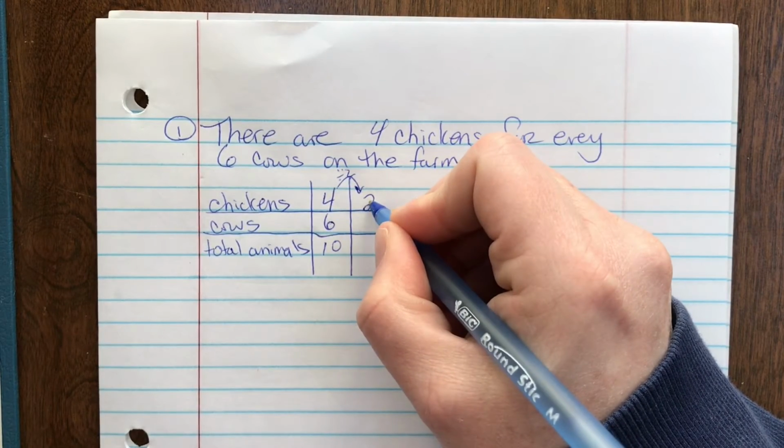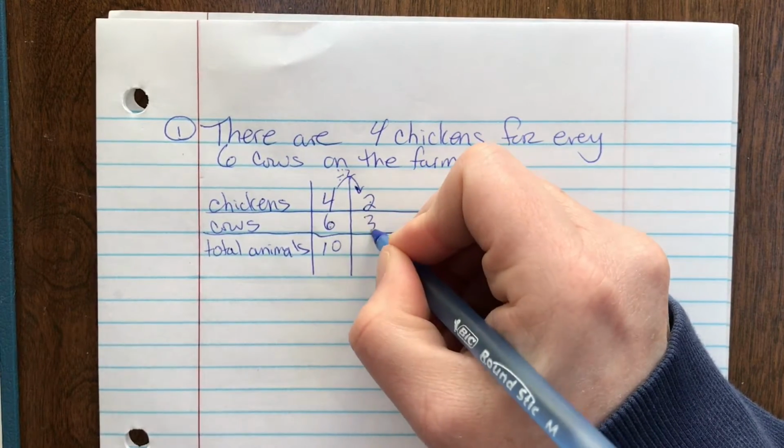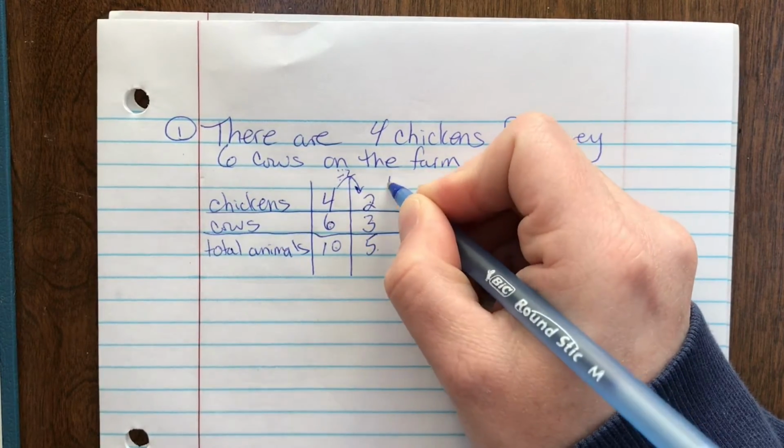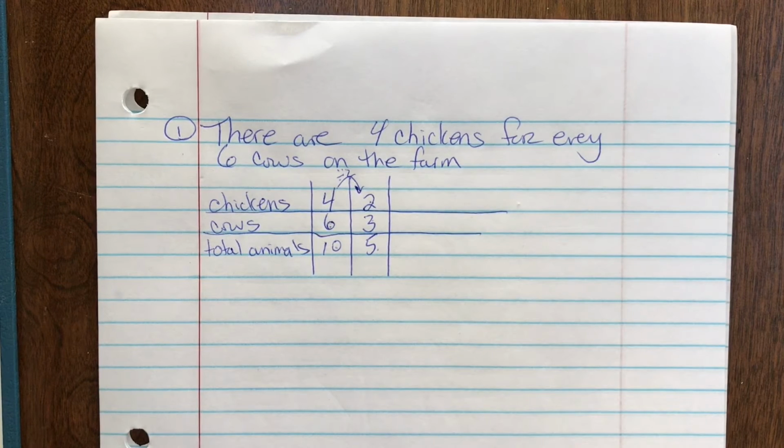4 divided by 2 is 2. 6 divided by 2 is 3. 2 plus 3 is 5. 10 divided by 2 is 5. That does check out. So the simplest whole number ratio form would be 2 chickens to 3 cows.